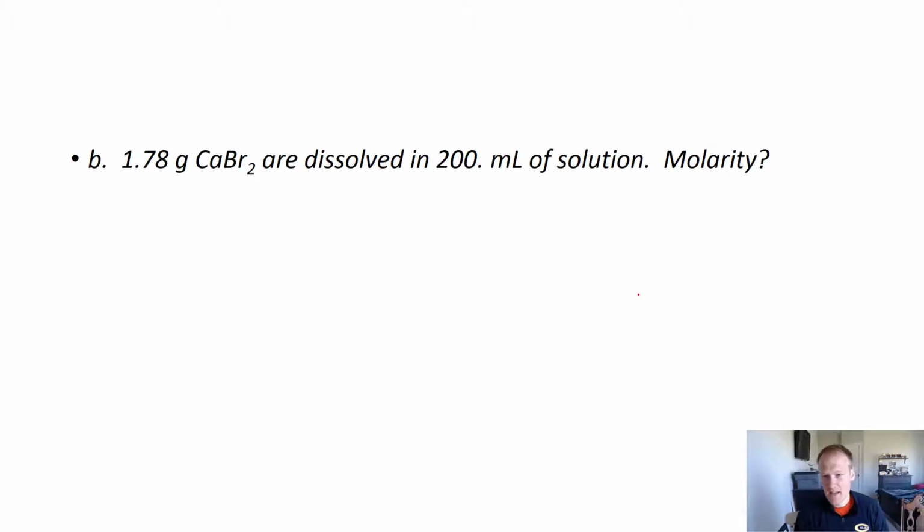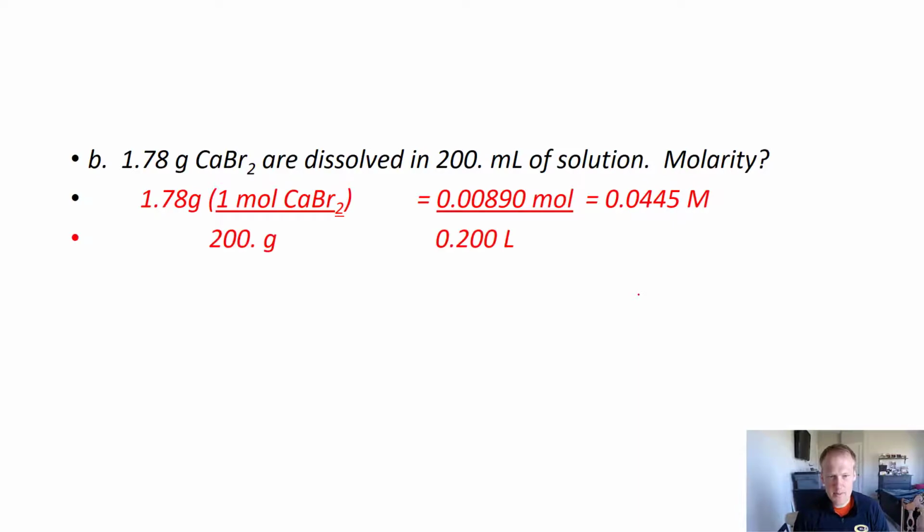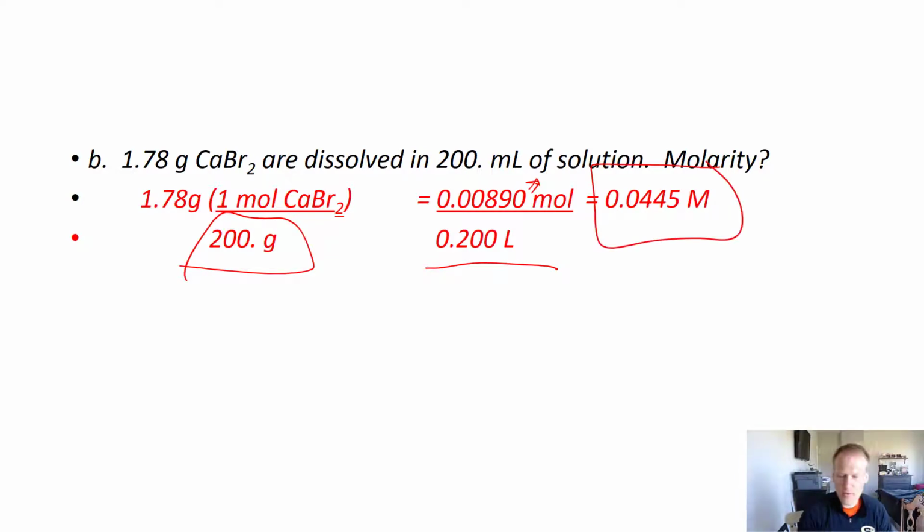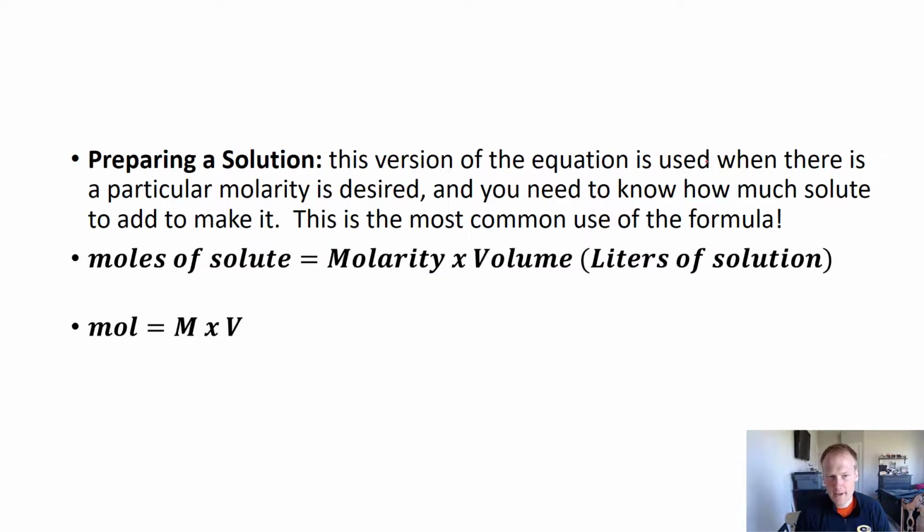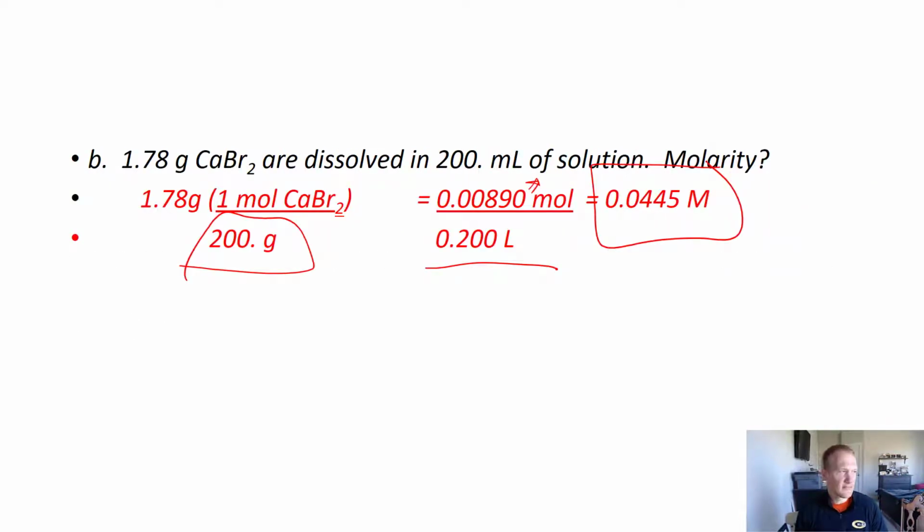Next, 1.78 grams in a 200 milliliter solution, same idea. We divide by the molar mass of calcium bromide, and that gives us the number of moles. Then we divide by the number of liters. So we changed milliliters to 0.2 liters, and we get a 0.0445 molar solution. So molarity, really, that's it. There's not too much else to it.